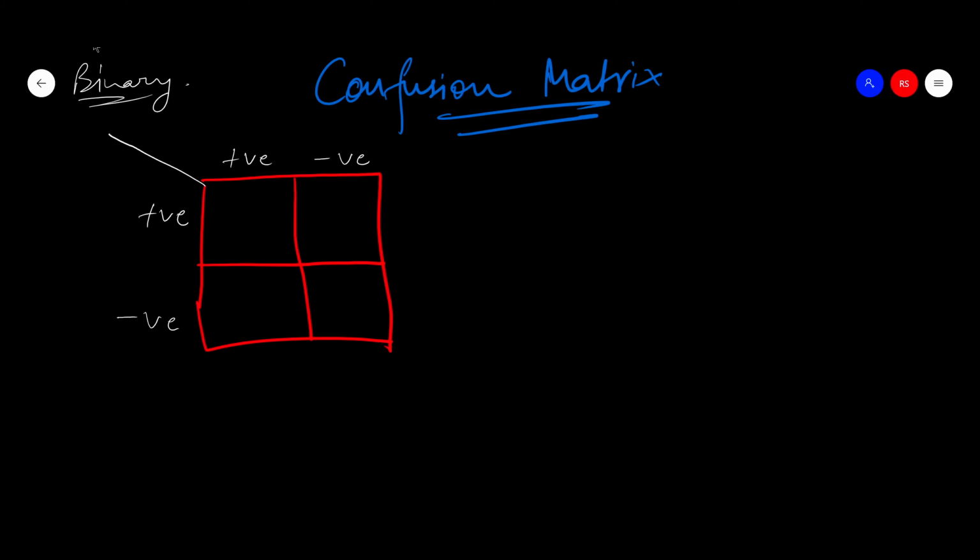Now, what axis should be labeled as predicted and what axis should be labeled as the true or the actual labels? That totally depends on you. I don't have any problem with that. But since truth is always above everything, we'll write that the true labels are this one, and this goes into the predicted labels or the predicted axis. Okay, now we need to fill in these values.